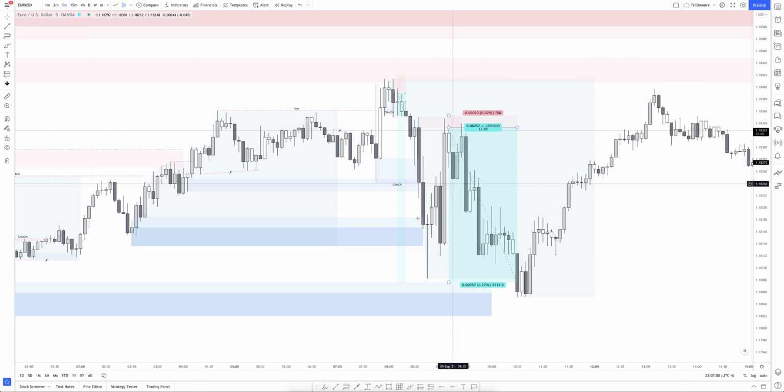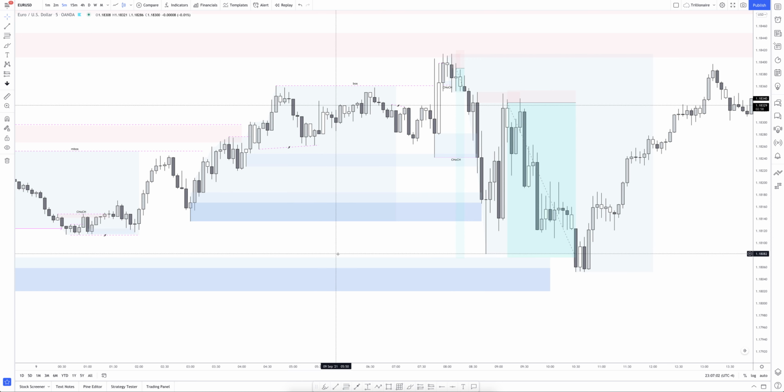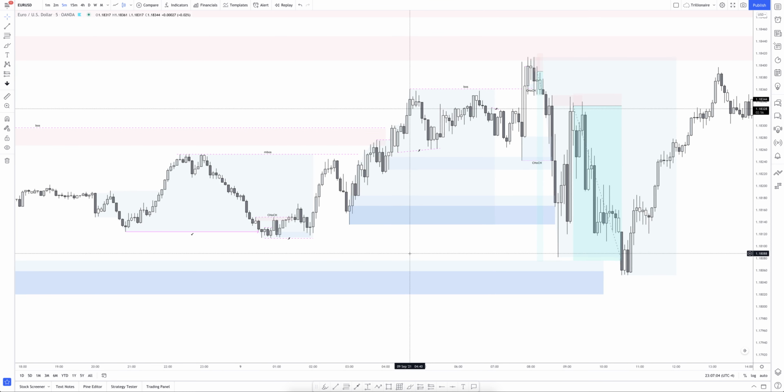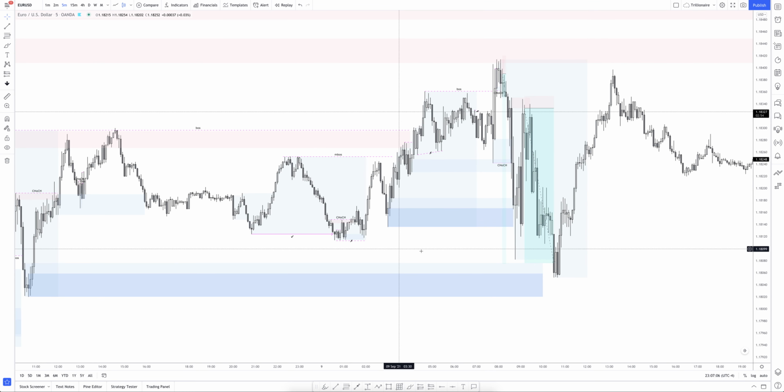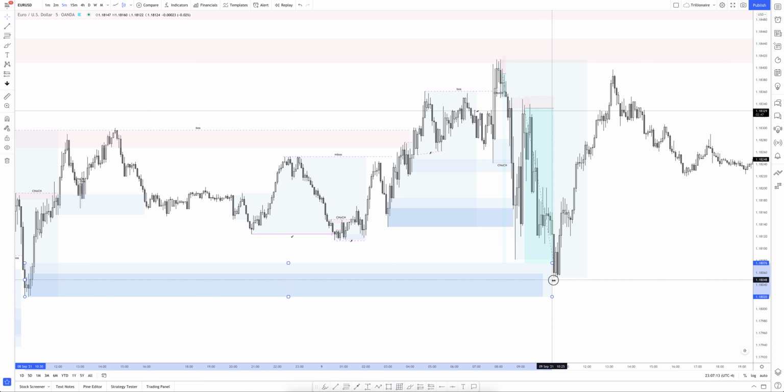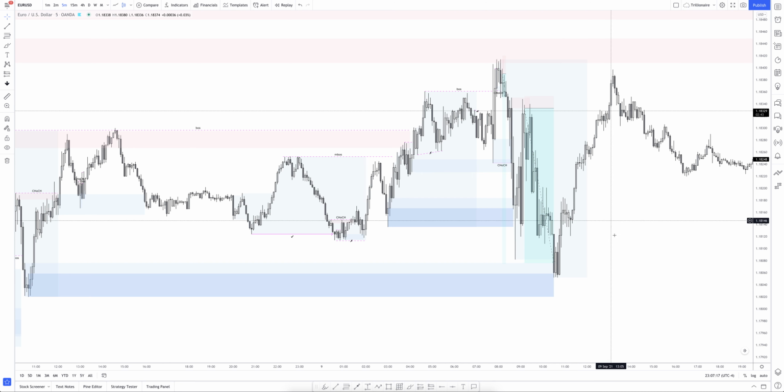But like I said, I was looking to buy, that was my entire idea off of this area that we talked about during the New York session. We talked about buying off of this demand here. So we can see price literally taps into this demand and then pushes to the upside, taps into both of our points of interest, and then pushes to the upside.